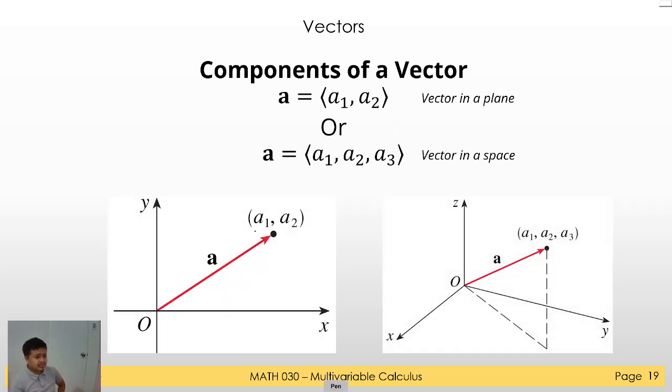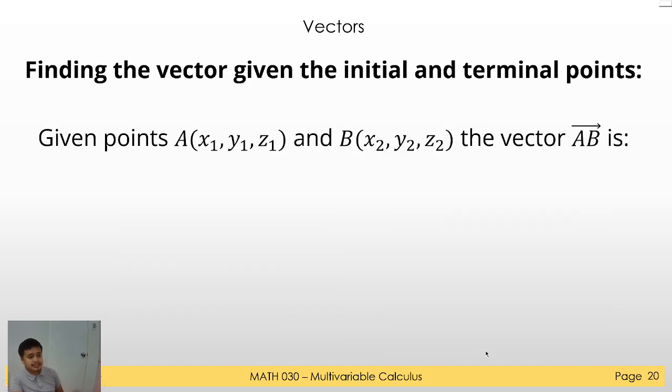Our components here: we have A1. This will be your A1, this length here, if you visualize it, and your A2 will be this vertical. And then for your A in space, A1 is this, and then A2 is this, and then A3 will be this connecting line. So again, we have two components for a plane, three components for space.